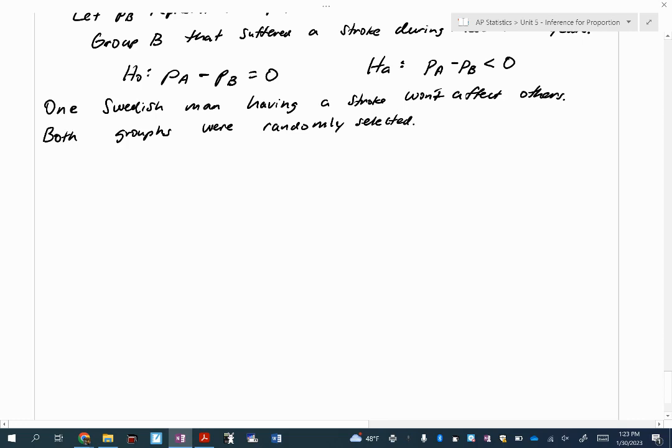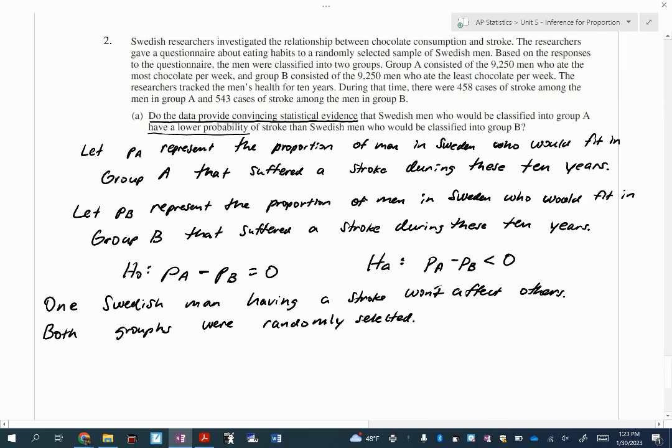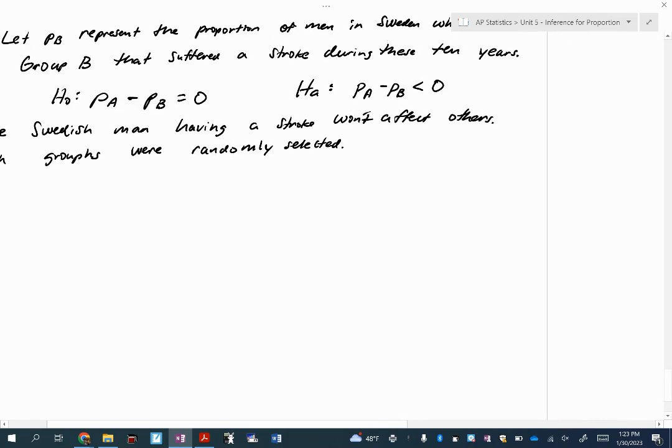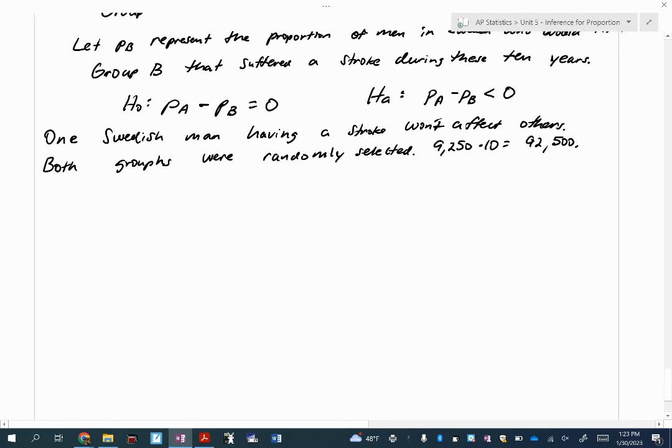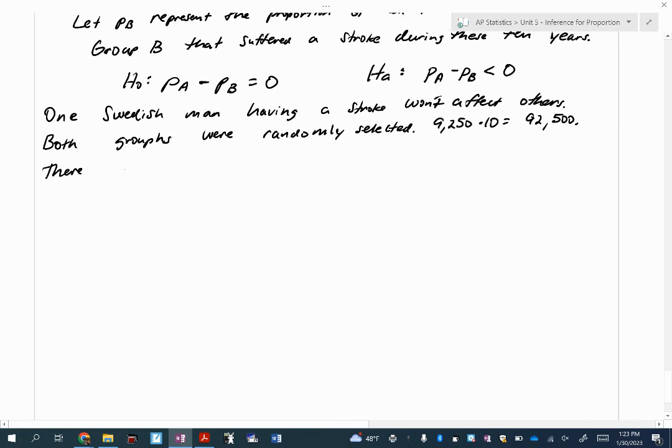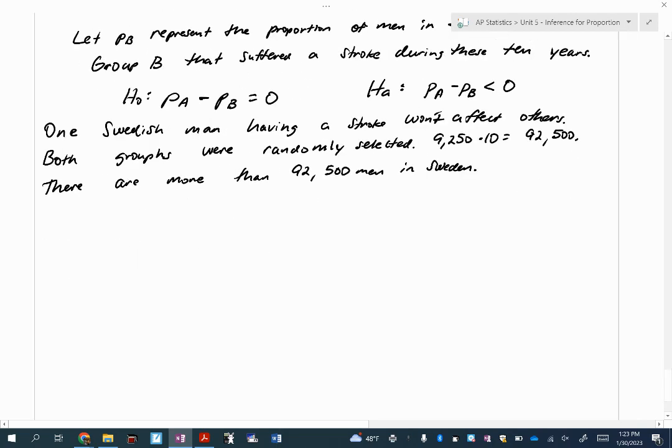And it's just convenient. It doesn't matter that they're the same, but it's convenient if I multiply 9,250 times 10. So 9,250 times 10, I get 92,500. And are there more than 92,500 men in Sweden? Yes, there are more than 92,500 men in Sweden, so our sample size is not too large. All right, so next up is the sample size assumption, which is that 9,250 is a large enough sample.